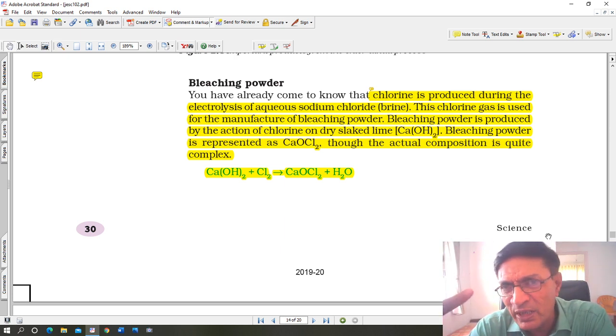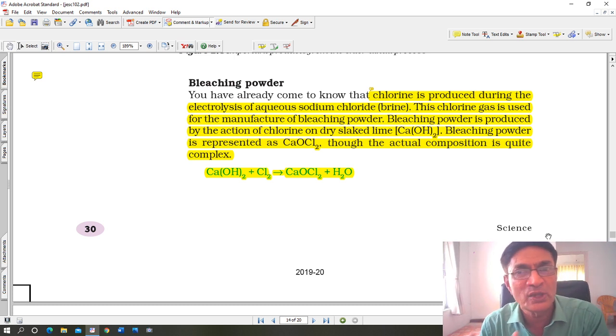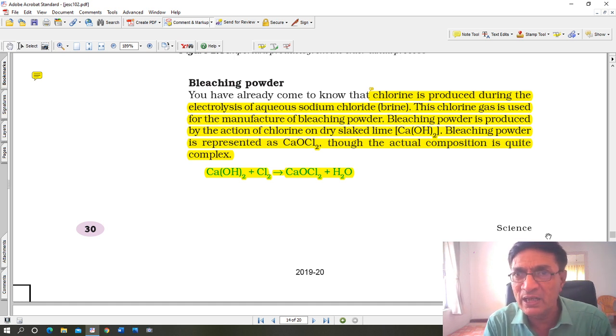When you are manufacturing, the process is not so simple. What is given in the textbook is slightly different from the actual manufacturing process in a factory because many factors are considered. But this is the basic idea. When chlorine is passed over dry calcium hydroxide, or dry slaked lime, you get CaOCl2, that is bleaching powder, plus water. Then the water is dried off and you get bleaching powder.